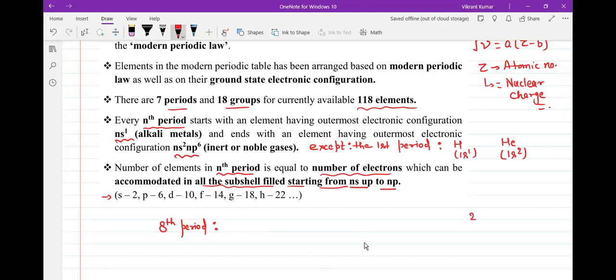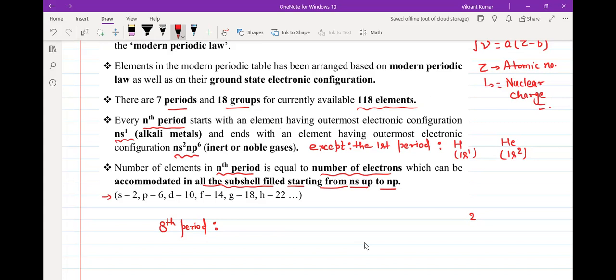See, in the first pair there are 2 elements. In the second and the third there are 8 elements. Then in the fourth and fifth there are 18, and in the sixth and seventh there are 32. So basically, how are you taking the value of n? You see, n is the period number, right? Will it be valid for the third period or the fourth period?